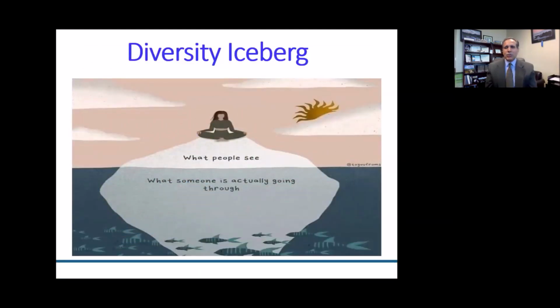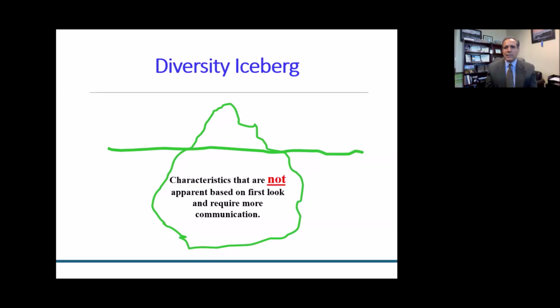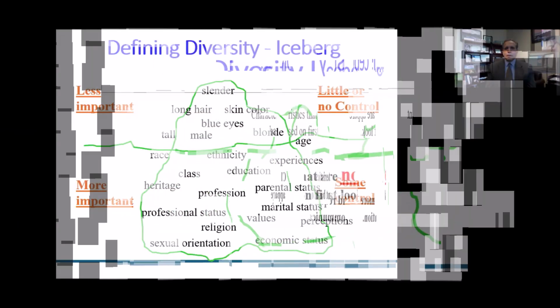Diversity can be best understood sort of like an iceberg, where a portion of it is on the top of the water, but the majority of it is at the bottom of the water and cannot be seen by the naked eye. So if we relate the diversity iceberg to the characteristics of human beings, we're going to see certain characteristics that are not necessarily apparent based on the first look, and require more communication, more reading, more understanding, more questions with that person. On the other hand, there are certain characteristics that are apparent based on first look. So those would be above the waterline, things that we can see by the naked eye in the first few seconds that we get to see an individual.